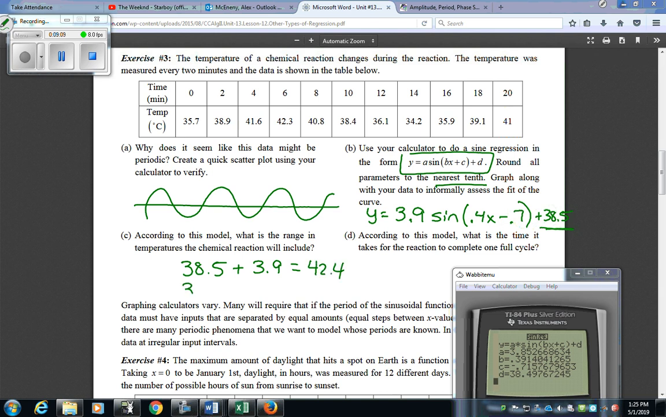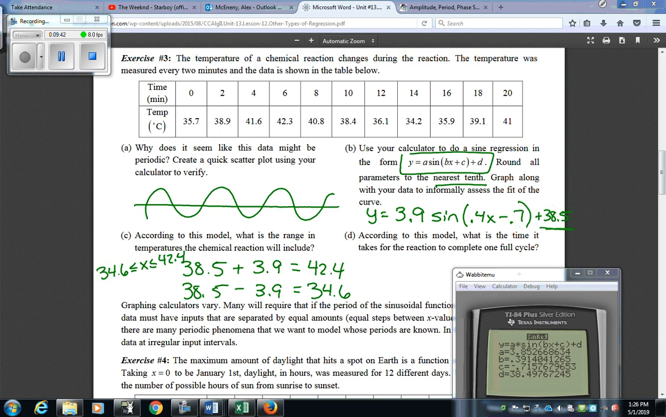And if I do the opposite and subtract 3.9, I'm going to end up with 34.6. So that means that the range in the temperatures would be, and I'll write this as an interval, everything between 34.6 to 42.4 I would expect to see for this model.